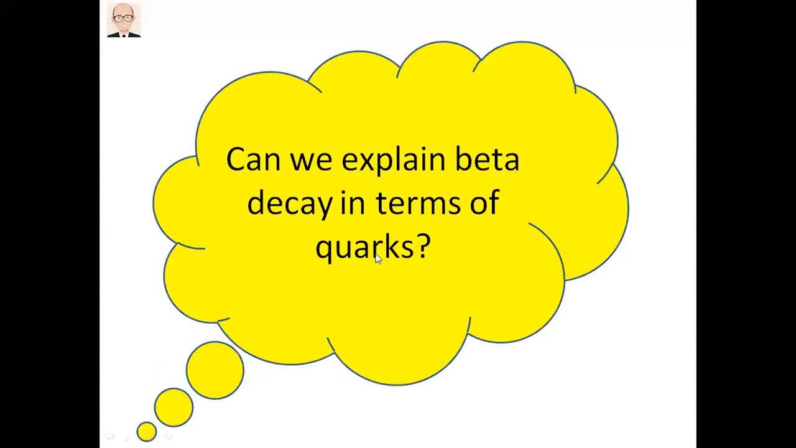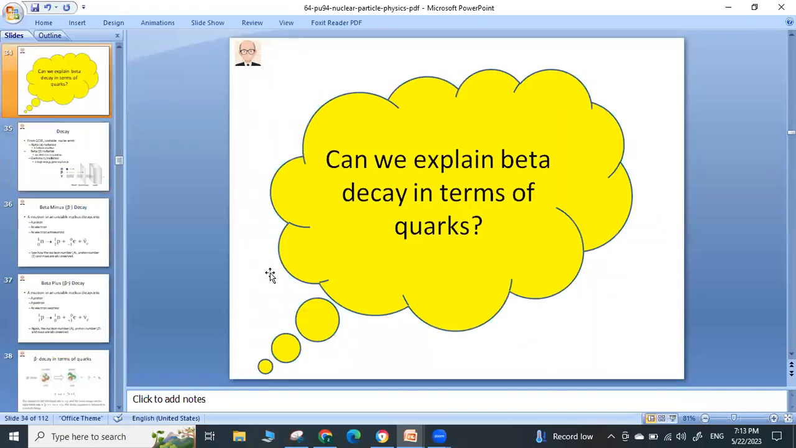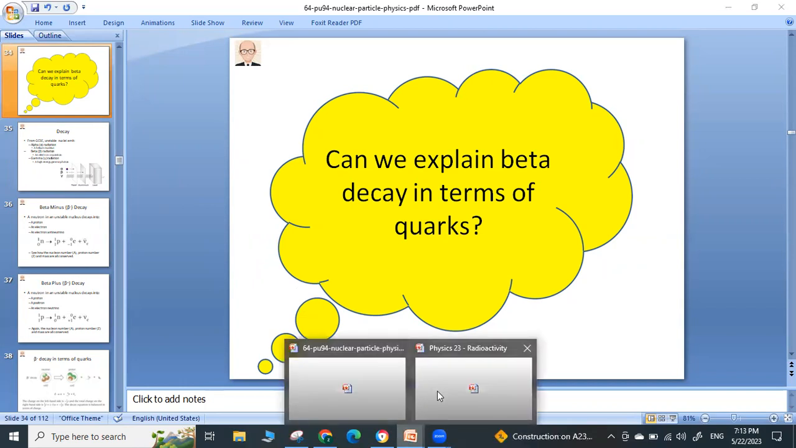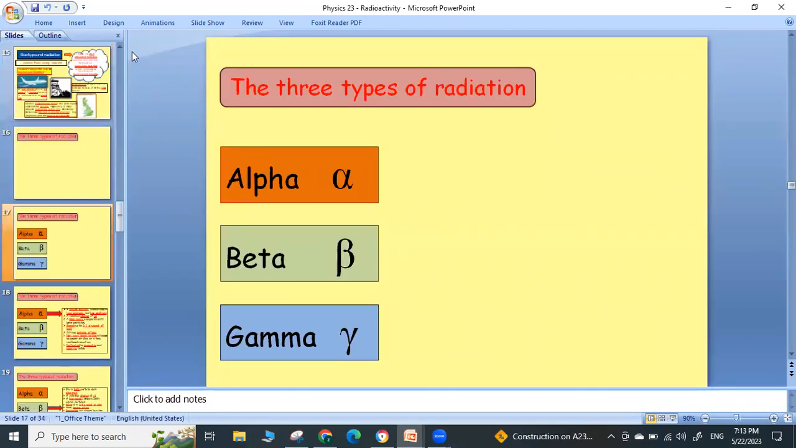So can we explain beta decay in terms of quarks? So let's look at beta decay. But before that, we should know that when we have any radioactive material, we will have three different radiations. And these radiations are called alpha, beta, and gamma. Before looking at beta decay in terms of quarks, let's see the properties of these three radiations, alpha, beta, and gamma. These are very important.